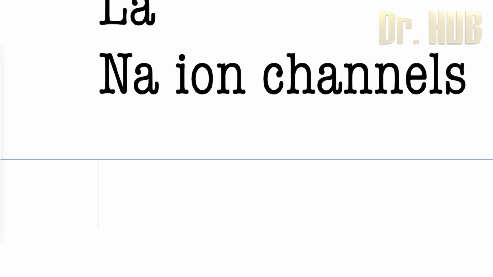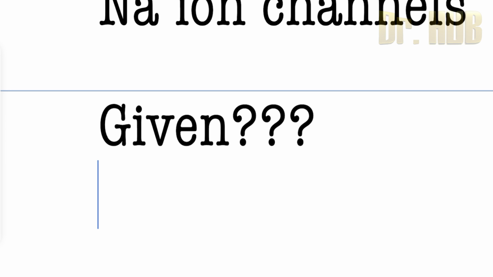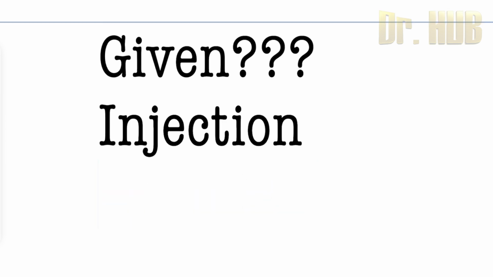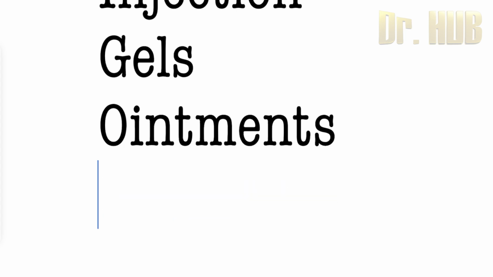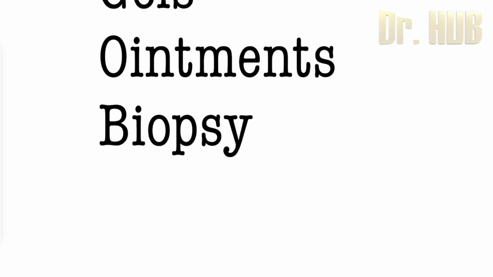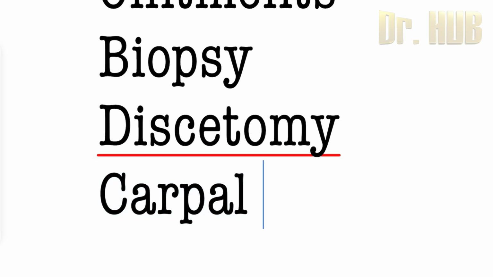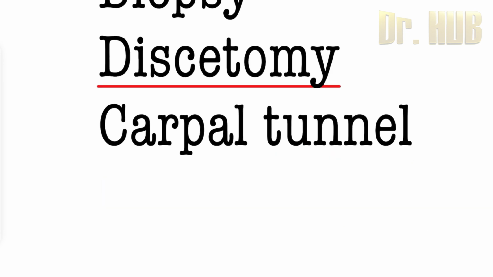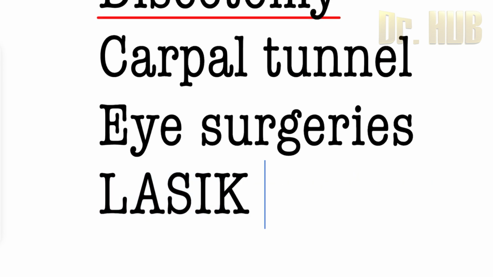So how is local anesthesia given? It is commonly given by injection, and in some conditions it can be given as gels or also in the form of ointments. Next, the following cases require local anesthesia. This may include a biopsy, a breast lumpectomy, a discectomy, the release of carpal tunnels, minor skin operations, eye surgeries, cataract removal, LASIK, as well as a few major surgeries.